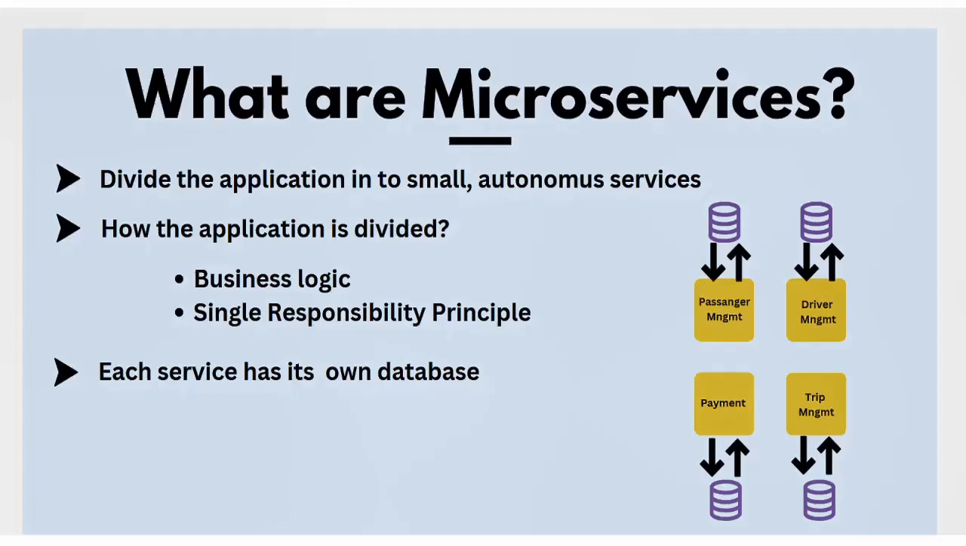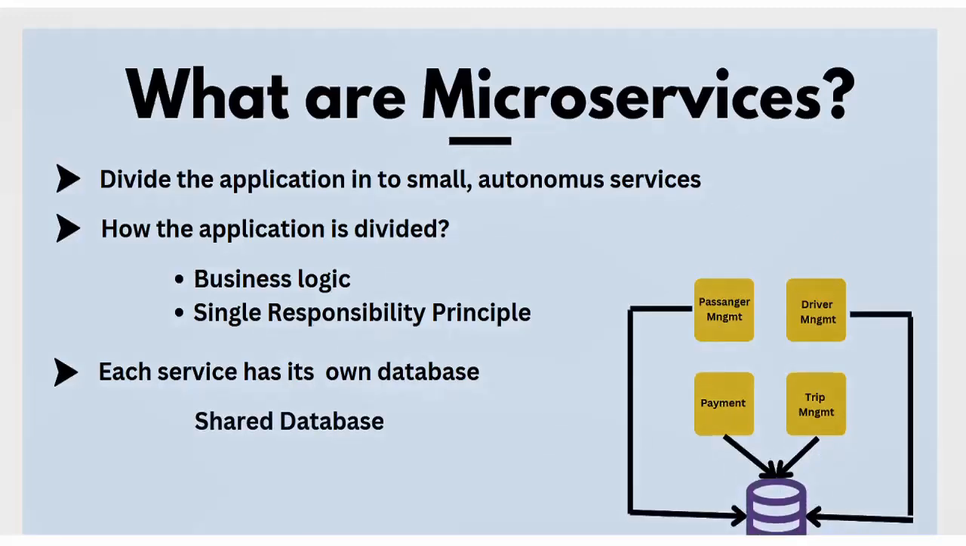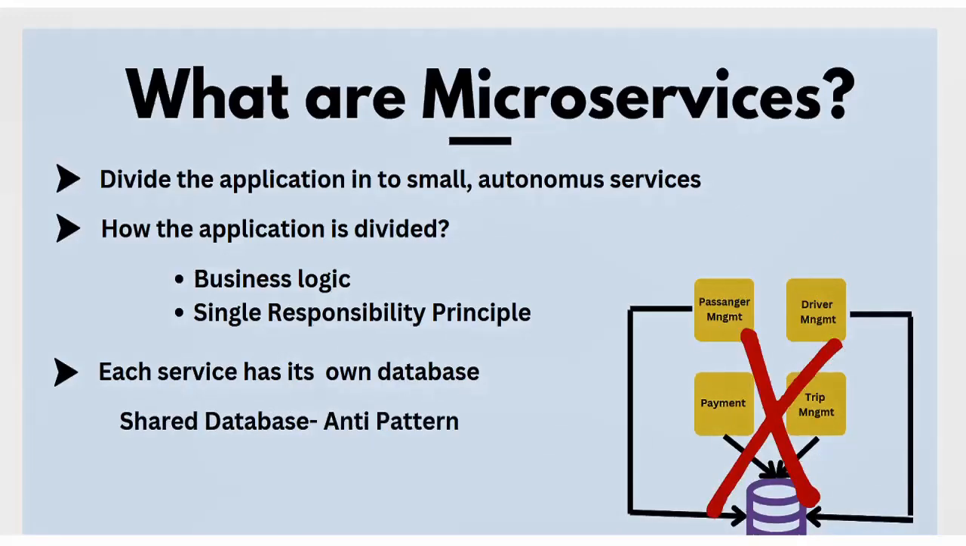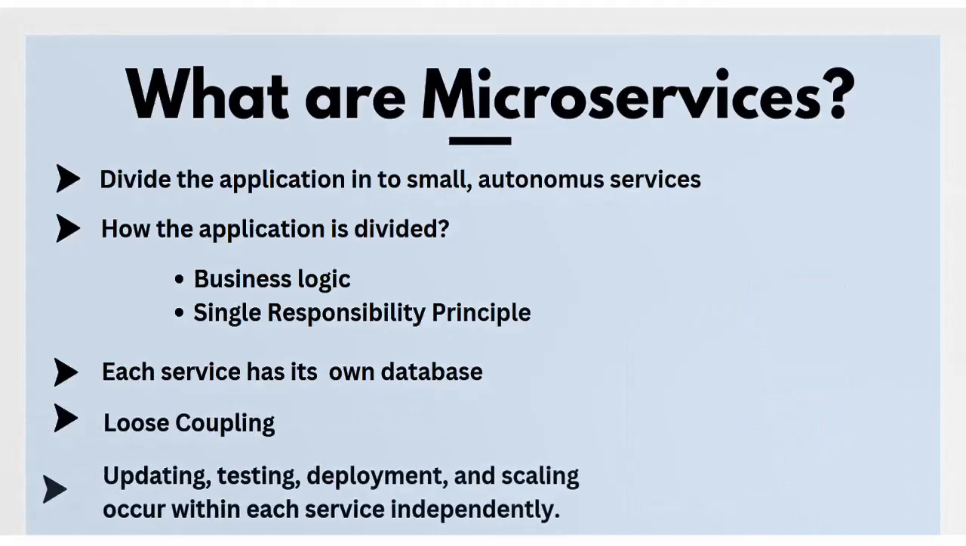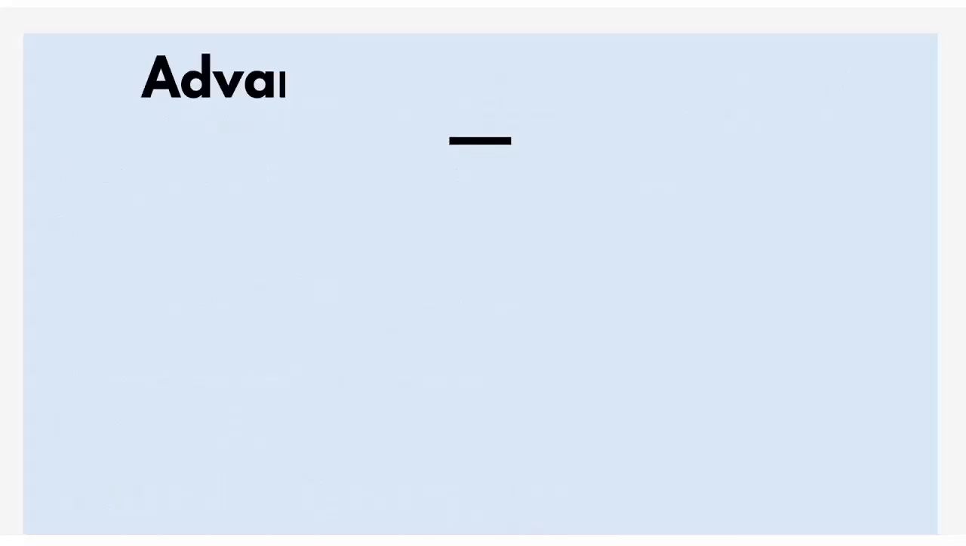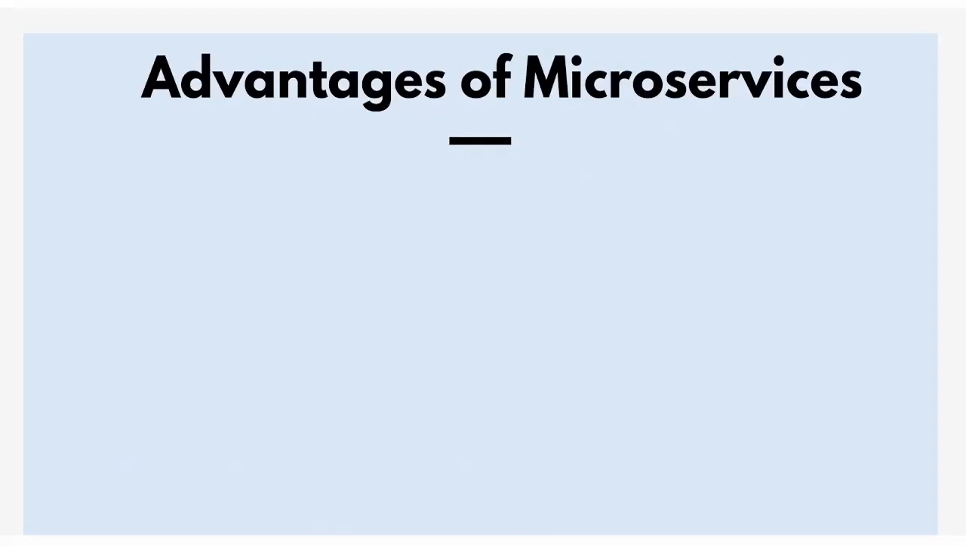There are cases where a shared database is used among microservices, which is the shared database per service pattern, but this is considered to be an anti-pattern because when using a shared database, the microservices lose their core properties like scalability, resilience, and independence. Another important characteristic of microservices is that they are loosely coupled, which means updating, testing, deploying, and scaling occur within each service independently. Now let's discuss the benefits of microservices.